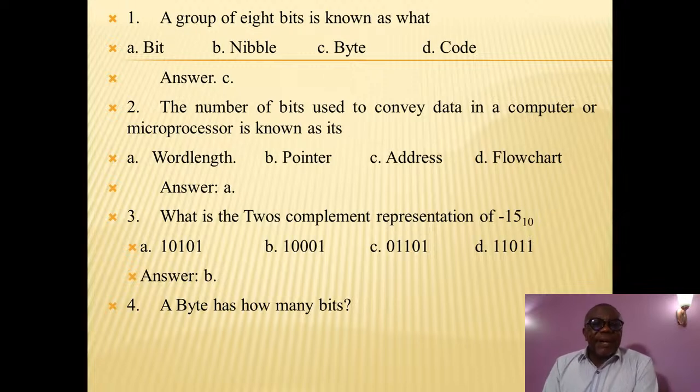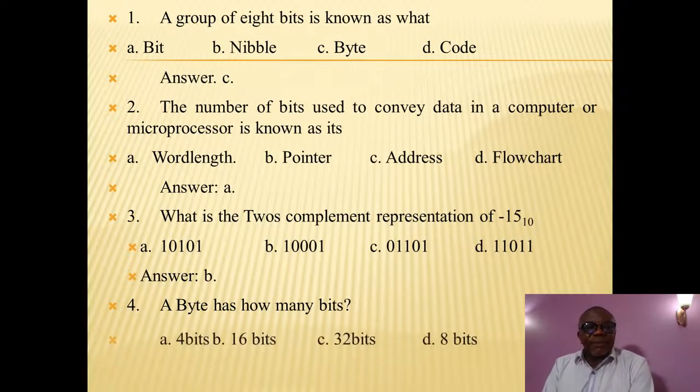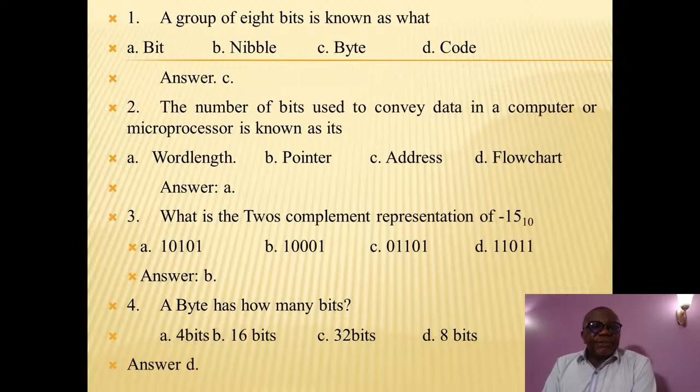Now, say a byte has how many bits? We agreed it is 8 bits, which makes answer D.